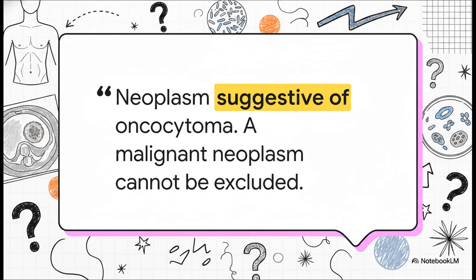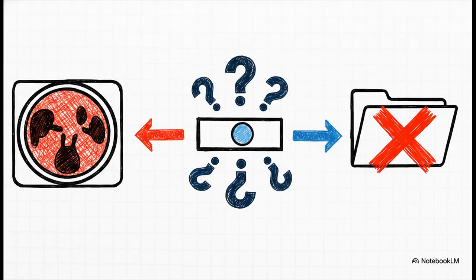Now let's look at a discrepancy because, let's be honest, medical records frequently contradict each other. An abdominal CT states there is a mass highly suspicious for renal cell carcinoma, but a subsequent biopsy comes back saying neoplasm suggestive of oncocytoma. A malignant neoplasm cannot be excluded. What on earth do you do when the imaging is highly suspicious, but the biopsy is just wishy-washy? Now, what's really interesting about this is establishing the hierarchy of truth. The verdict is do not accession.